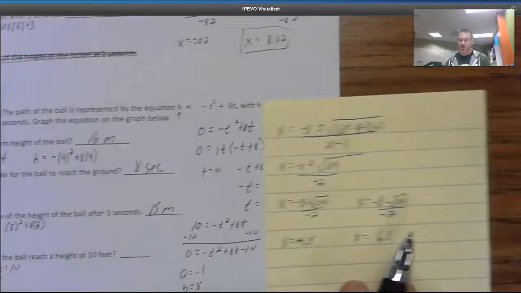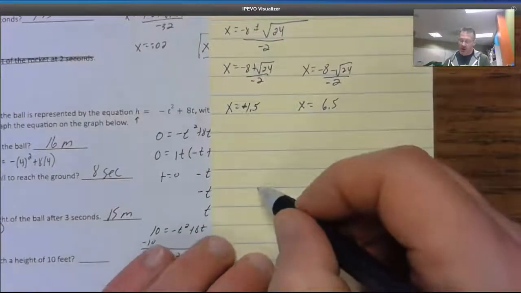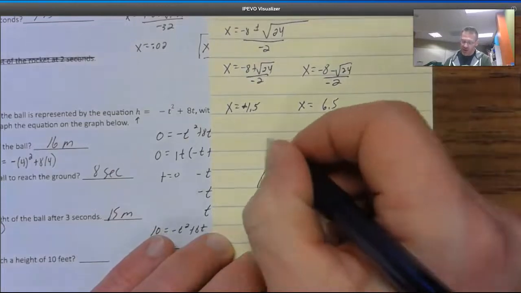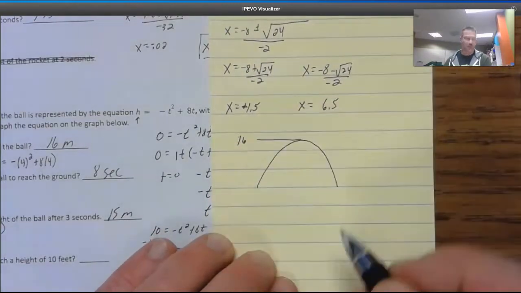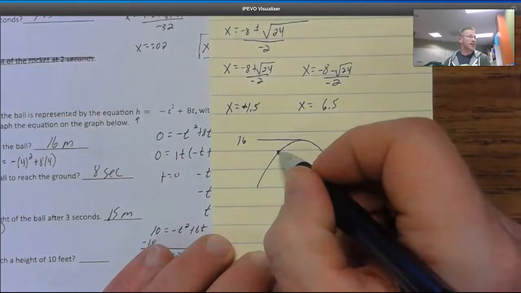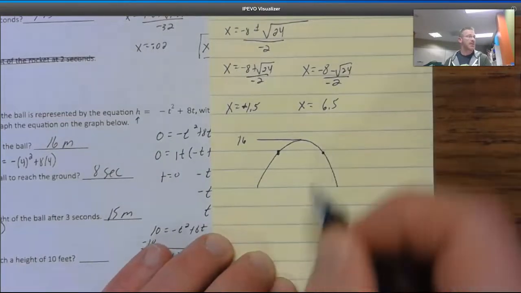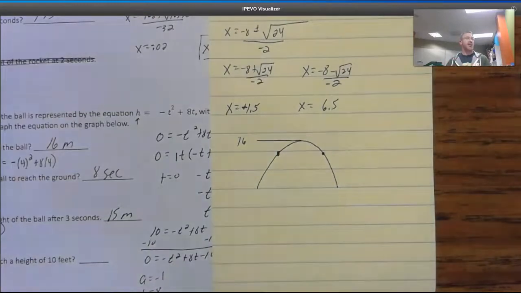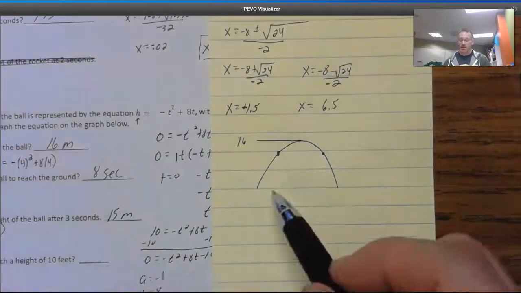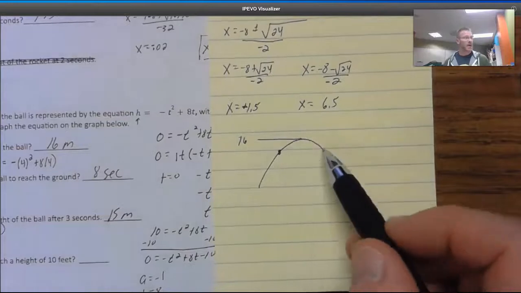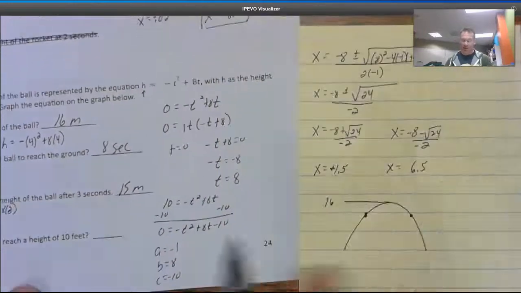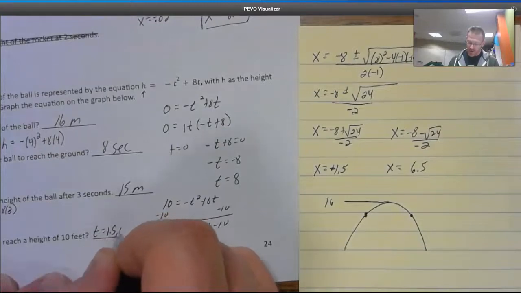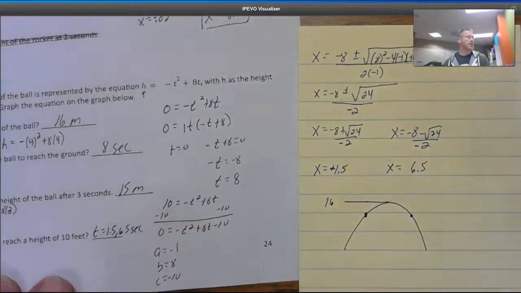That should make sense because if we think about the path of the ball, it goes up and comes back down to the ground. We know the maximum height we said was 16. So that means it's got to hit 10 feet on the way up and 10 feet on the way down. So getting two answers here, does it make sense? Yes, it's going to hit 10 before it gets to the vertex and then 10 after the vertex. So having times of 1.5 and 6.5 seconds makes sense.